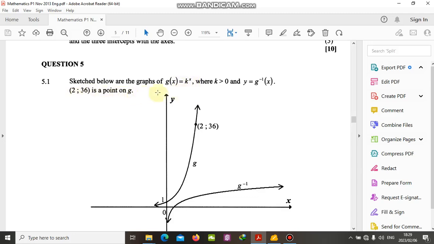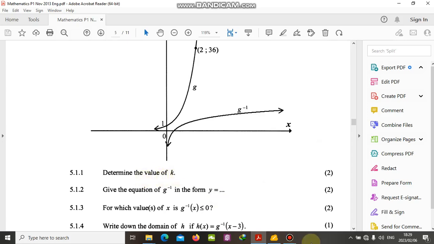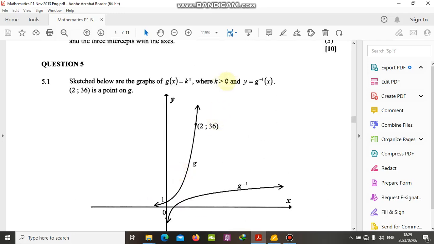So on the graph of g, we will use 2 and 36. That coordinate at that point will help us solve for the variable k. So let us solve for the value of k. And we know that k is positive because it is greater than 0 there.